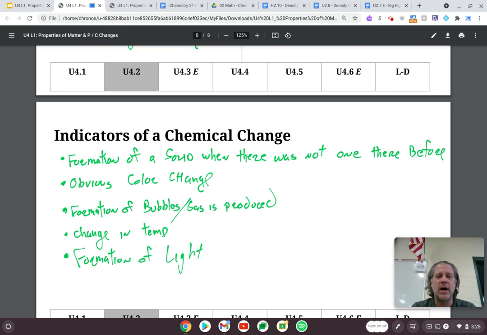And then the last identification that a chemical change has occurred is the formation of light, which is basically if a reaction is occurring and you can see light appearing, that means it's a chemical change. Not all of those things have to be present for a chemical change to occur. It could just be one of them, or it could be a couple of them. So that kind of sums up the lesson for today.